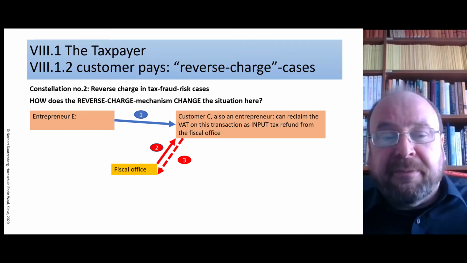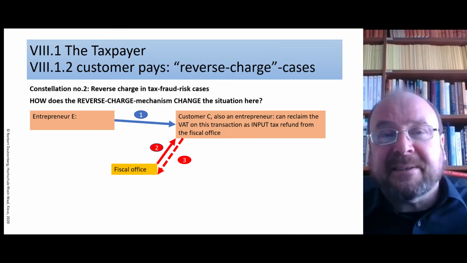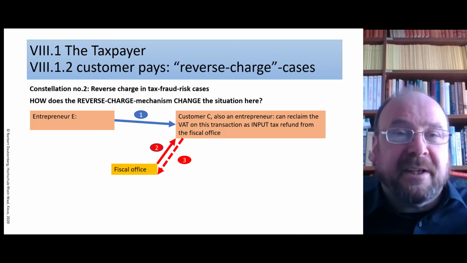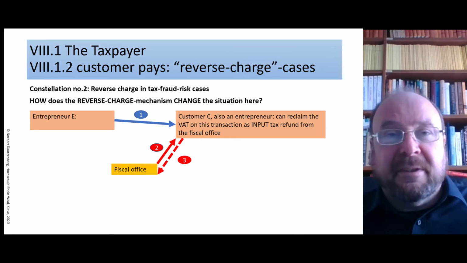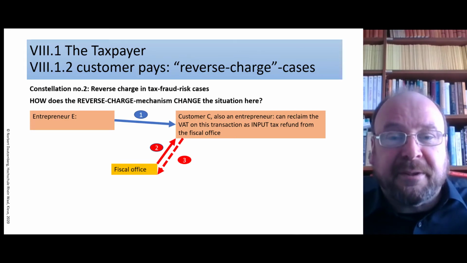Surprisingly now, the fiscal office does not have any claim against entrepreneur E. So if E goes bankrupt, vanishes, never pays, the fiscal office doesn't care. They don't have a claim. From their perspective, E can vanish into nowhere. They don't bother about it.